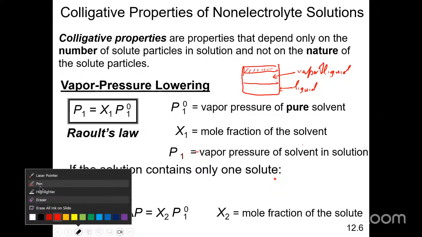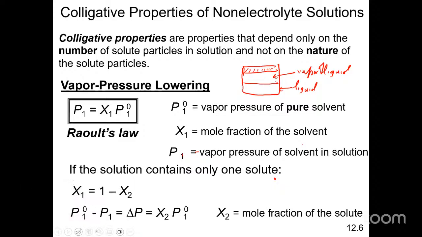Okay, so that's basically the colligative property of vapor pressure lowering. Whenever you add a solute to a solvent, the vapor pressure of the solvent will be reduced as a result of the presence of the solute. And that reduction is expressed in Raoult's law.